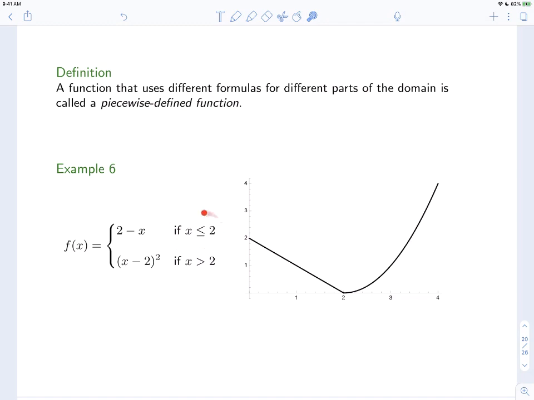If x is less than or equal to 2, then the rule that you use is 2 minus x. And this is the graph of the line y equals 2 minus x. But not for all x. It just lasts until you get to x equals 2, because once you get to x equals 2, then you have to switch. So x equals 2 uses this rule. Notice that this is x less than or equal to, so if x is equal to 2, then you use this rule, 2 minus x. But the instant that x is bigger than 2, you switch to a different rule, which is x minus 2 quantity squared. That's this one right here.